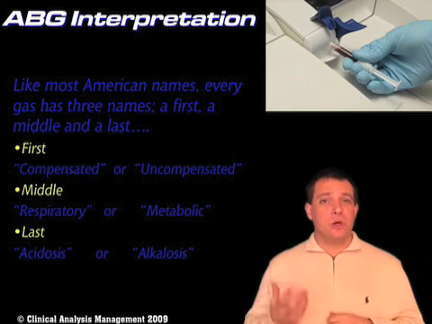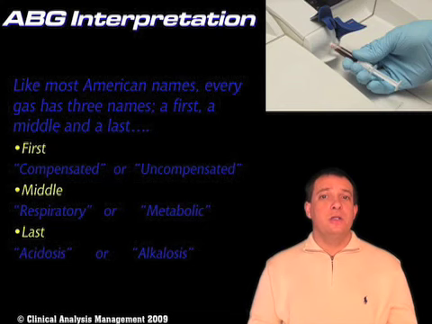Middle name is going to be respiratory or metabolic. Last name is going to be acidosis or alkalosis. Okay, so somebody actually hands you an ABG and says, look at this and interpret it.